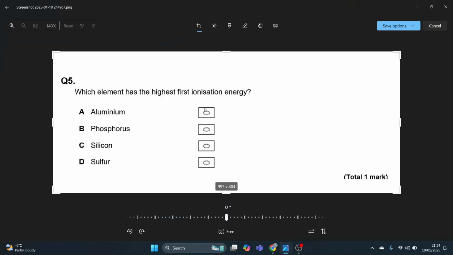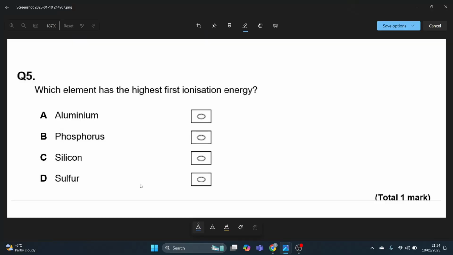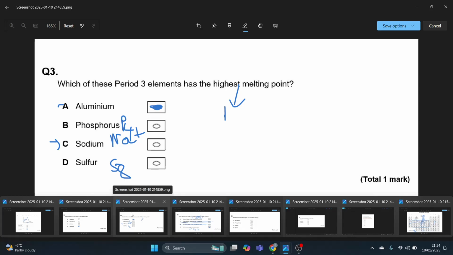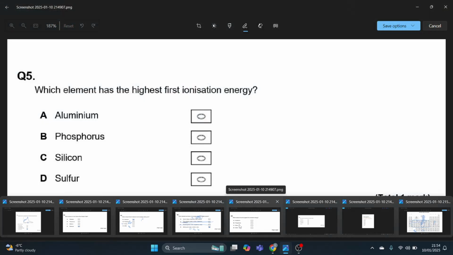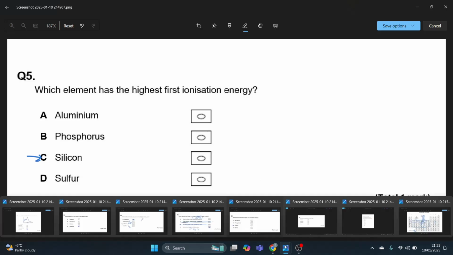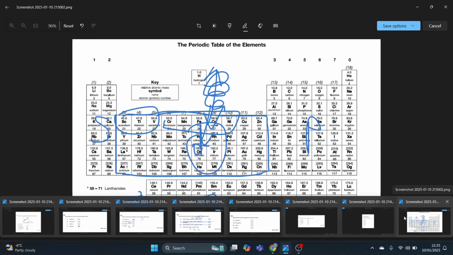Which element has the highest first ionization energy? Compare the previous question: which of these period 3 elements has the highest melting point? Aluminium, phosphorus, sodium, sulfur. Now it's aluminium, phosphorus, silicon, sulfur. So literally they've just copy and pasted and changed the question, with silicon now added as well. Highest first ionization energy: aluminium, phosphorus, silicon, or sulfur. Let's look at the periodic table.